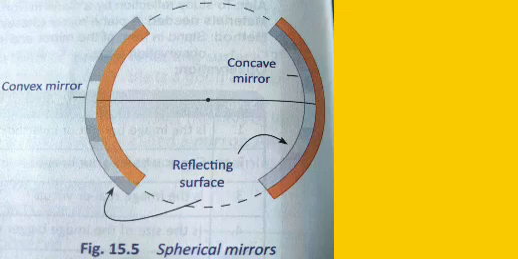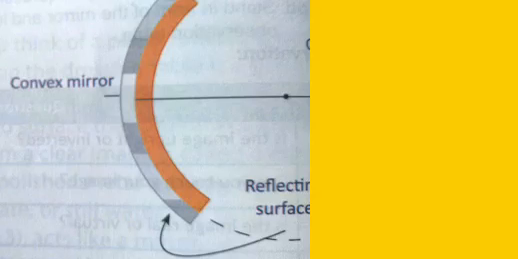In the right hand part of the spherical portion, you see the concave mirror. Here also the reflecting side is on the left hand side and the non-reflecting side is on the right hand side. So when you draw a convex mirror or a diverging mirror, we will draw this type of mirror.